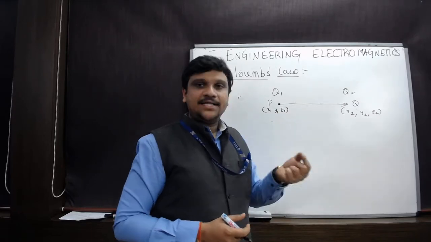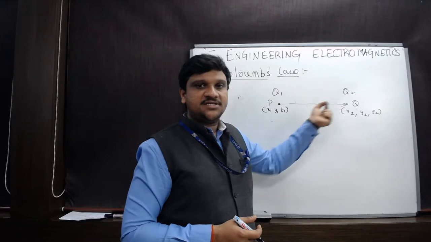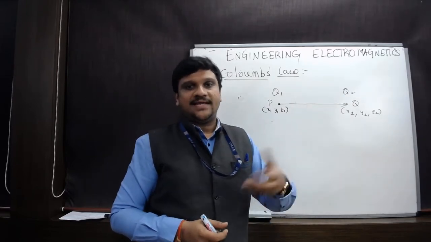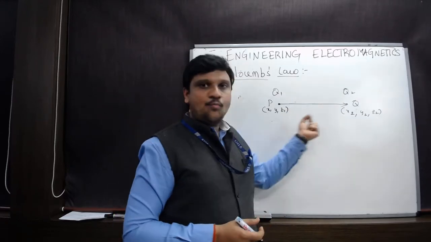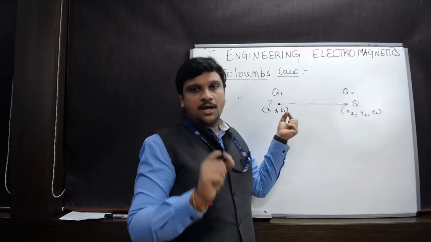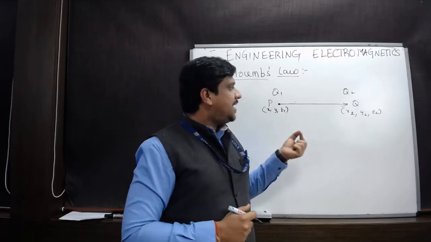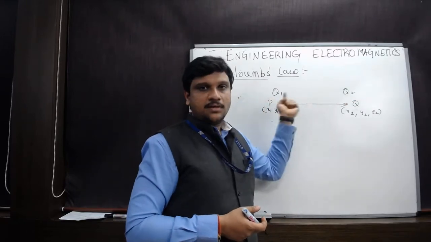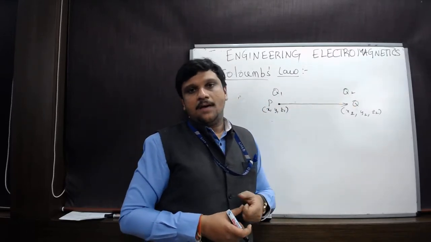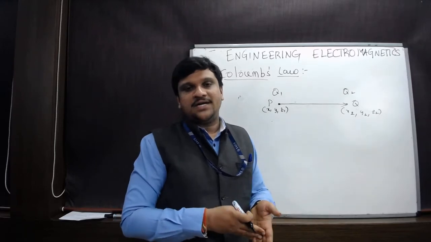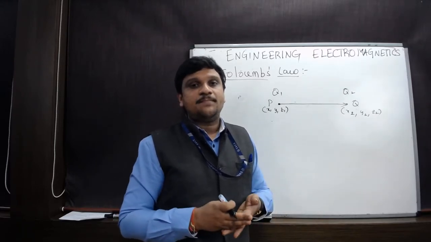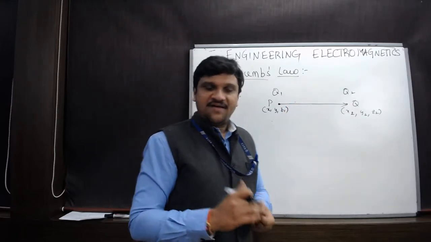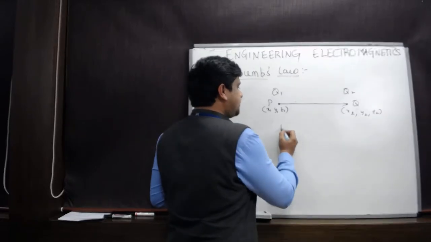Coulomb's law states that the force of attraction or repulsion between two charges, in brief, is like this: the force between two point charges is proportional to the multiplication of the two charge values and inversely proportional to the distance between the two charges. For that we have a formula. Force is a vector actually.